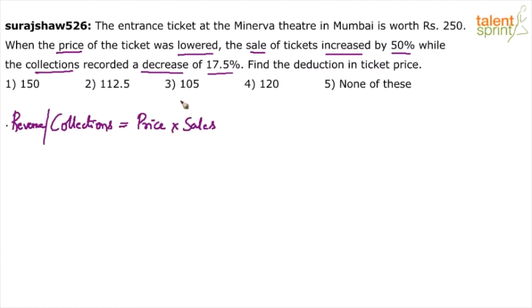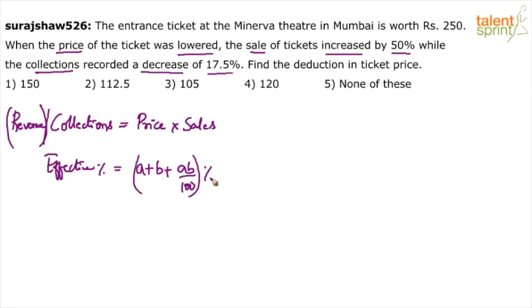You know that, right? You can also call collections revenue. So revenue equals price into sales. Now, from this equation, it is very clear that the percentage effect on revenue, or the change in revenue, will be the effective change of price and sales. You getting it? Remember the effective percentage formula? Effective percentage is equal to A plus B plus AB by 100, which means when two percentage changes are given to you and you have to find out the effective of these two, you can use A plus B plus AB by 100.